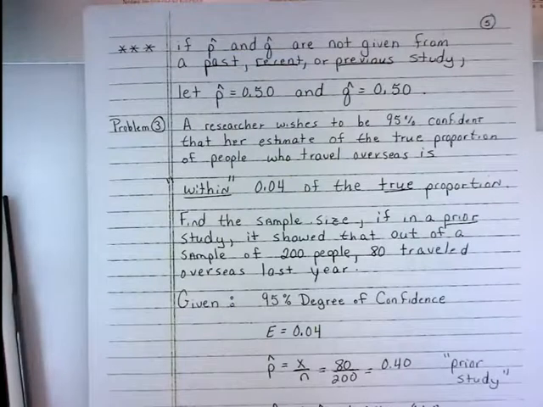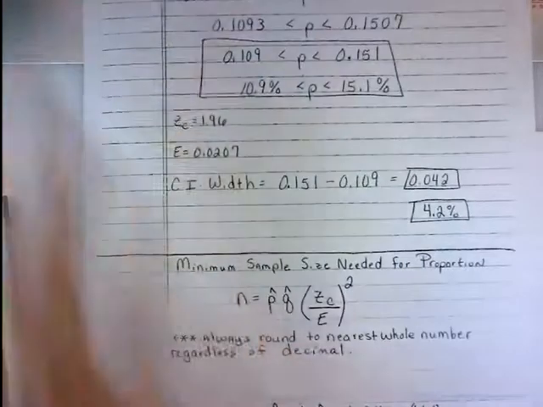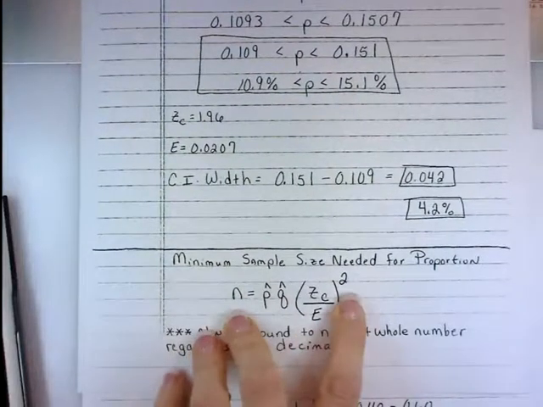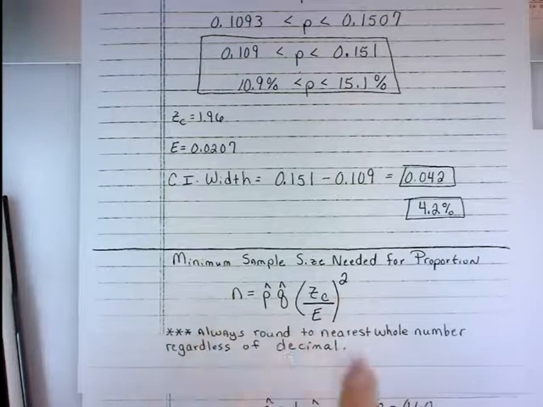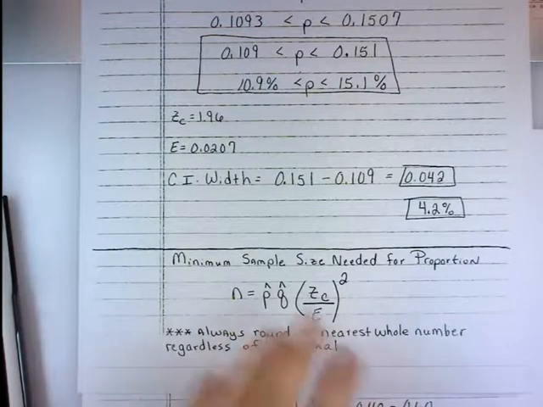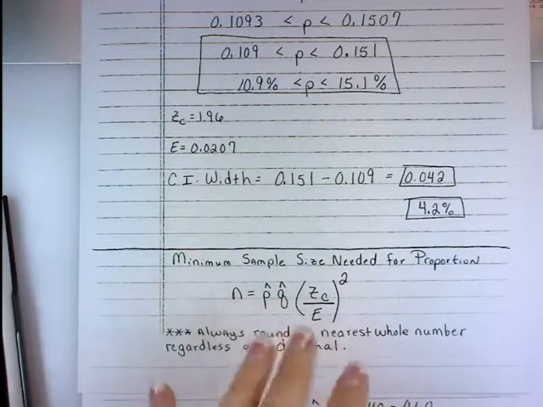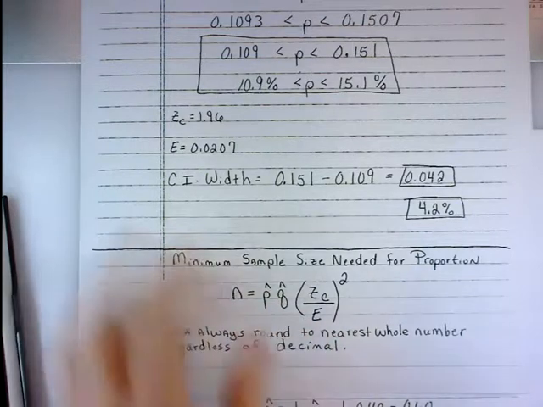The only other background information that I need to remind you of is the sample size formula. And the sample size formula looks like this. P-hat times Q-hat, Z over E quantity squared. Always round to the nearest whole number regardless of decimal. Always round up. But this is sample size needed for proportion. It is not the sample size needed for the mean, but this is the sample size for proportion.